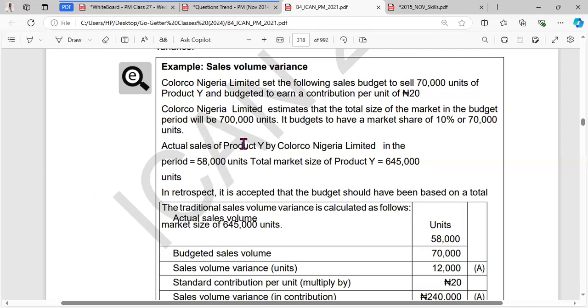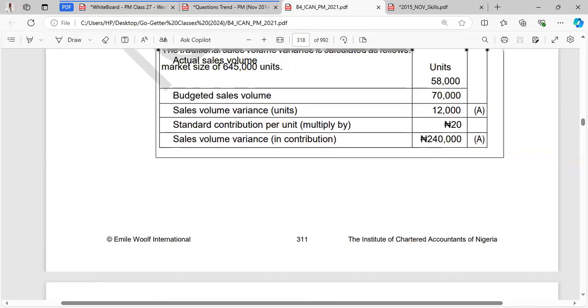Now look at the actual sales in the period, 58,000 units. They were not able to sell 70,000 units. And the total market size, they predicted 700,000, but it became 645,000. In retrospect, it's accepted that the budget should have been based on a total actual sales unit. Okay, so look at what happens here.